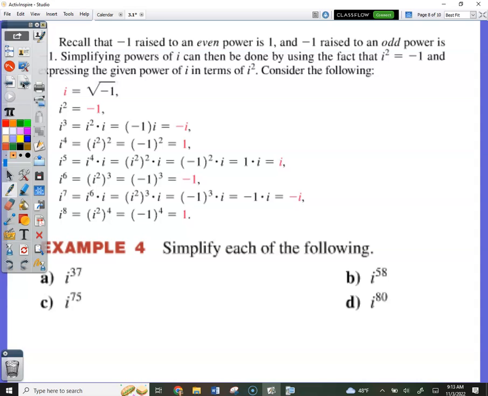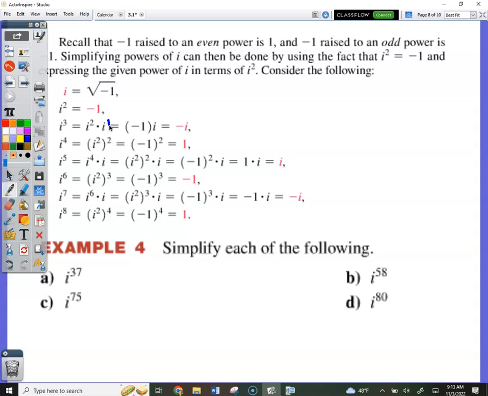Rules of exponents say I can rewrite i cubed as i squared times i to the first power. That's the rule of exponents. And what is i squared? -1. And then the i just carries over. So what's -1 times i? -i. Stay with me.